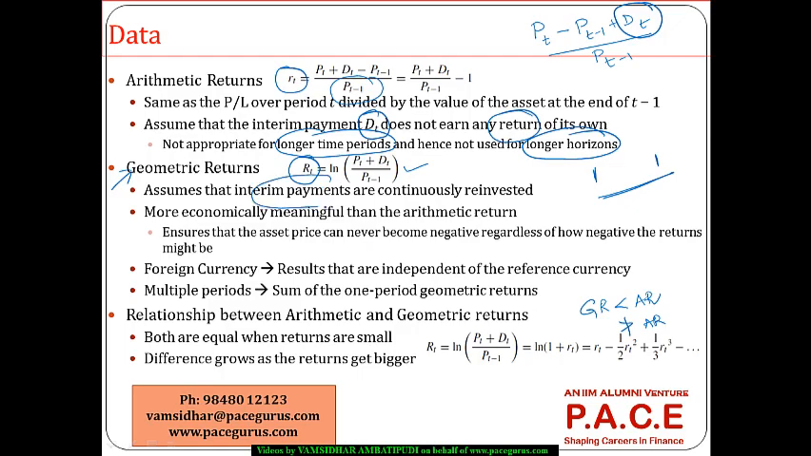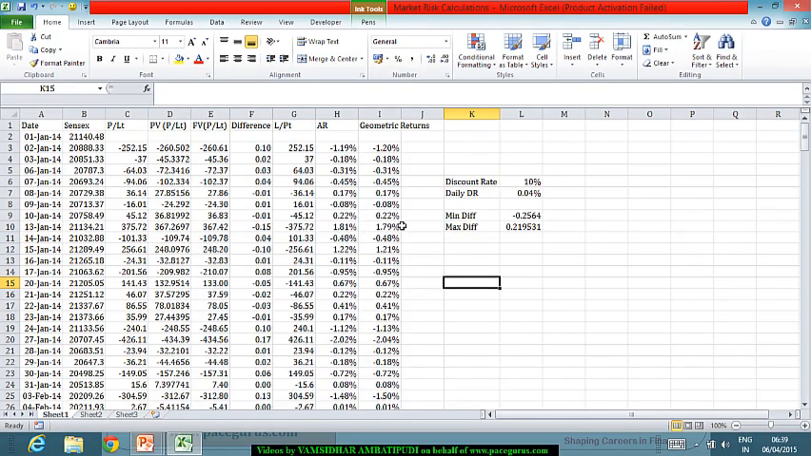They assume that the interim payments are continuously reinvested. That's one major advantage, which means they are more appropriate for longer time periods also, because they assume that all the intermediate payments that come up are continuously reinvested. And because the logarithm is defined only for positive numbers, they ensure that the asset price can never become negative. Whatever may be the negativity in the return, the asset price will not become negative at all.